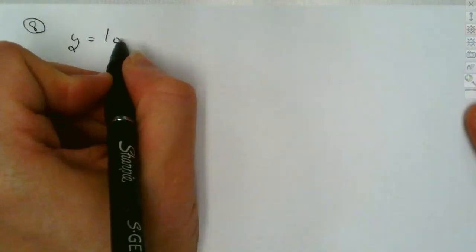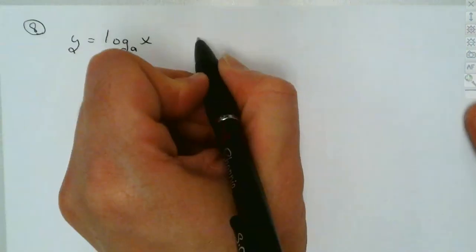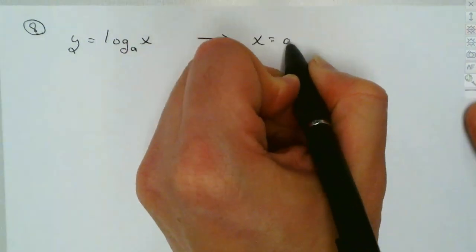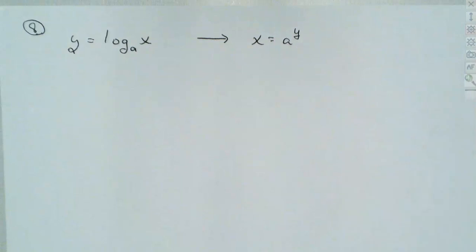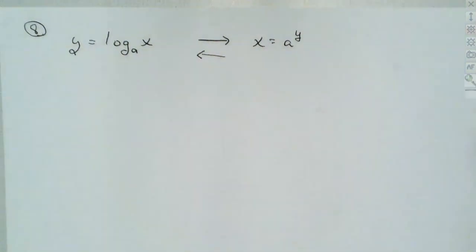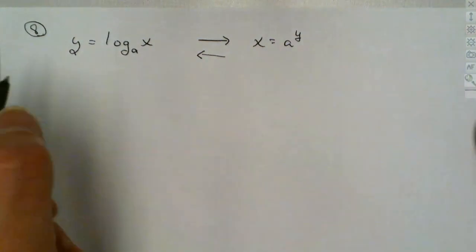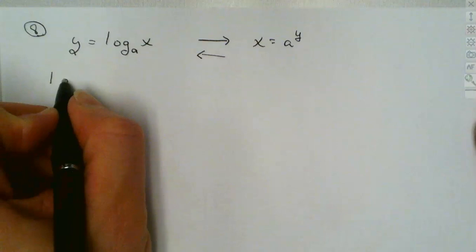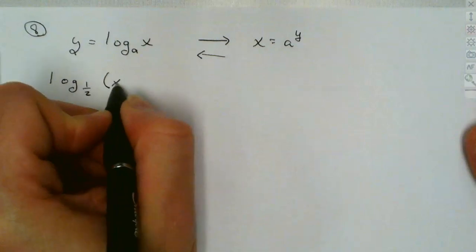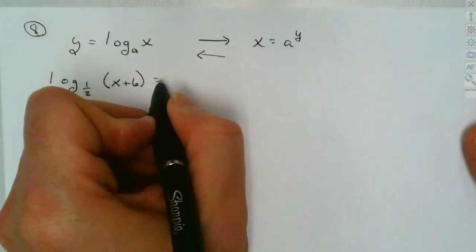So we need to convert a logarithm to an exponential, or vice versa. And I always like to write up our formula: y equals log base a of x. And that is going to now transform into x equals a to the y. So we're going to have to either go one way or the other. You can transform the exponential to a logarithm, or the logarithm to an exponential. So for question 8, we have the log base a half of x plus 6 equals negative 7.